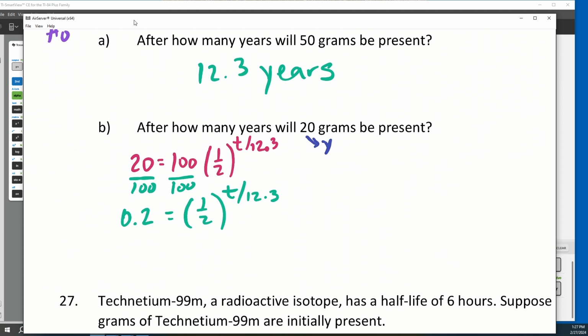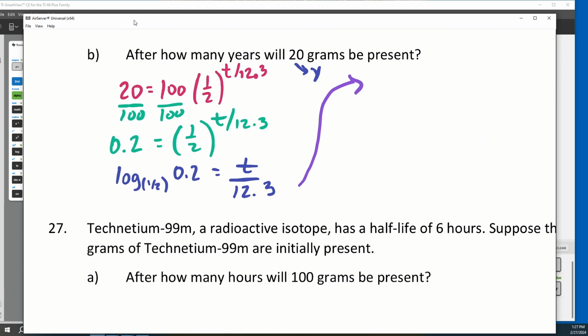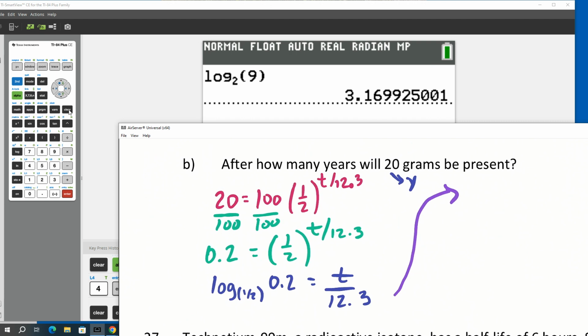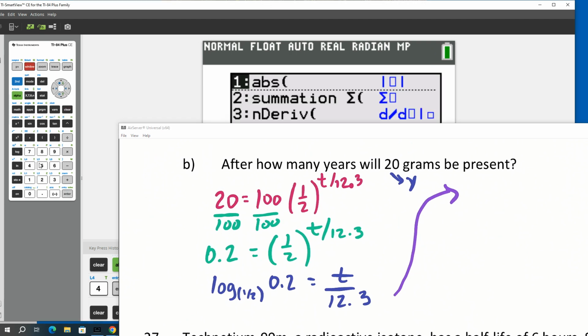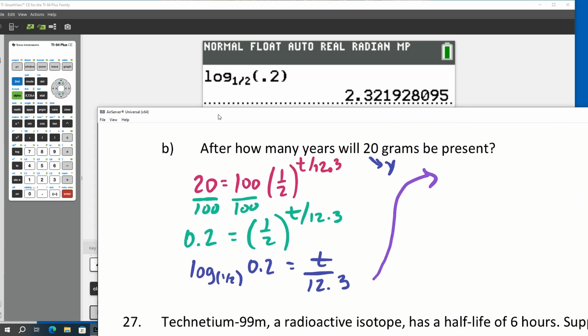Right. Then we're going to write it in log form. So log base 1/2 of 0.2 should equal T over 12.3. It's 0.2 and I just plug it in. Okay, so we're going to do log base by alpha window 5. Put in 1/2. Okay, so we get approximately that value.